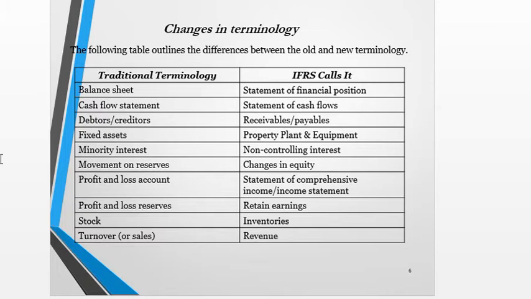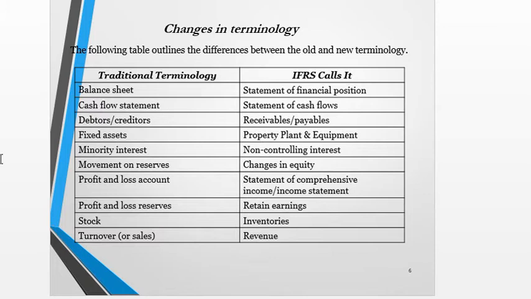What we called debtors and creditors is now called receivables and payables. What we called fixed assets before is now called property, plant and equipment. What we called minority interest under Nigerian GAAP is now called non-controlling interest. What we called movement in reserve is now called changes in equity. Profit and loss account is now statement of comprehensive income. Truly, profit and loss account is not right, because you cannot make profit and at the same time make loss. It's either you make profit or you make loss.